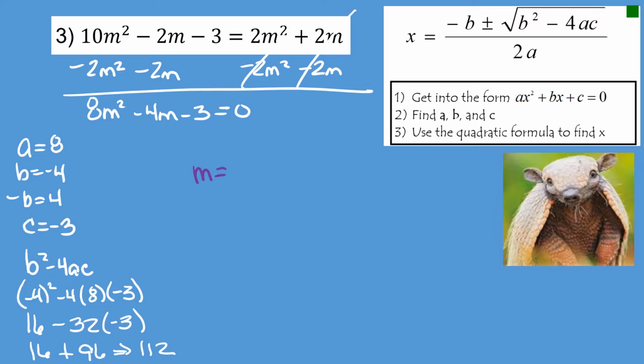So m is equal to the opposite of b, which is 4, plus or minus the square root of the discriminant, which is 112, all over 2 times 8. So we have 4. 2 times 8 is 16. What this guy wants to know is, is there a square root of 112? It is not a perfect square, so we're going to factor it.